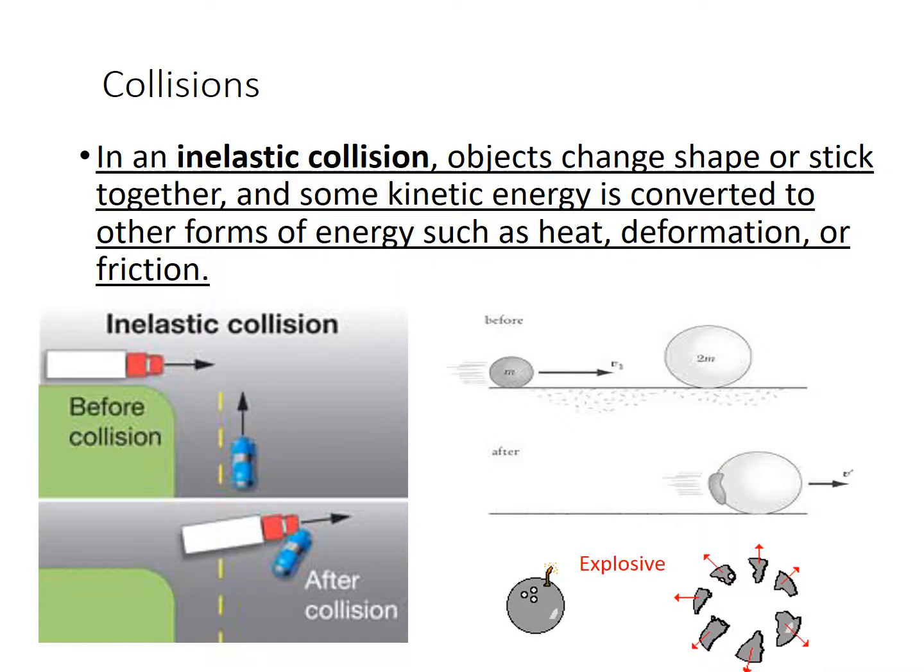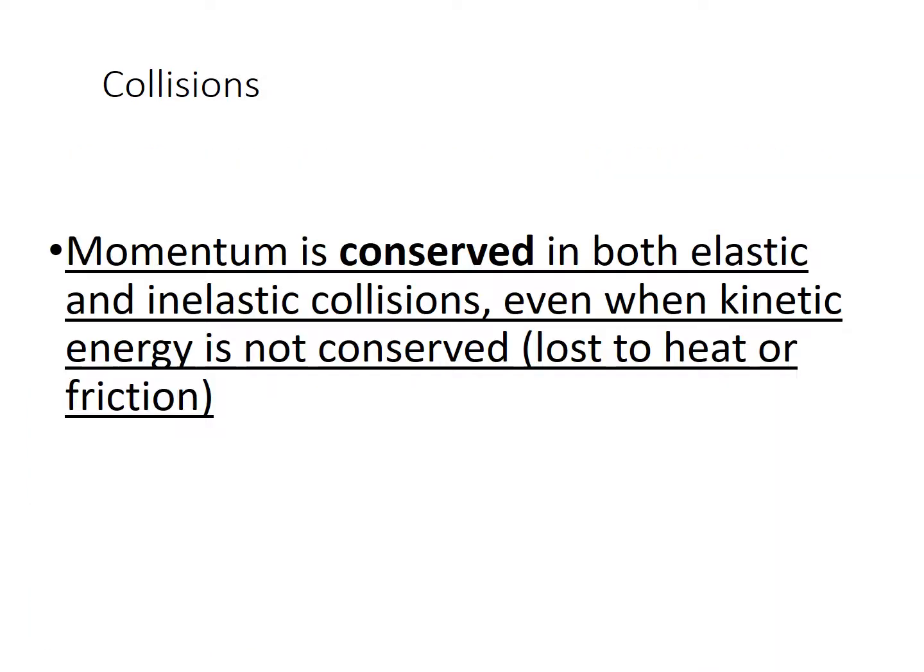Now in inelastic collisions, objects change shape or stick together. In some, kinetic energy is converted into other forms, such as heat, deformation, or even friction. So for example, in the picture before collision and then after collision, they both get stuck to each other. This is how they're different from elastic. Elastic, they would have bounced off each other. So momentum is conserved in both elastic and inelastic collisions, even when kinetic energy is not conserved or is lost to heat or friction.